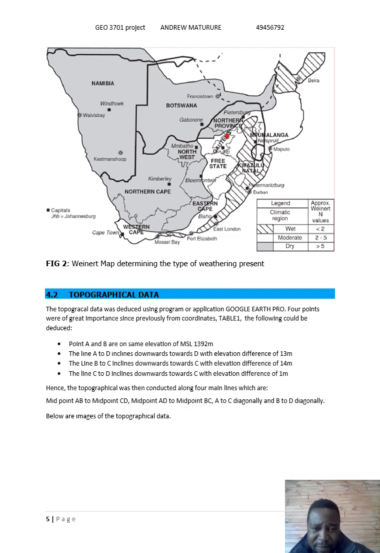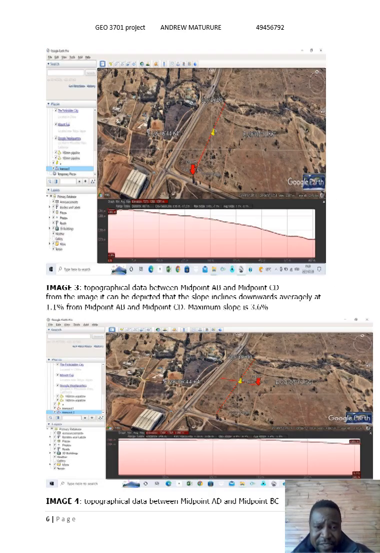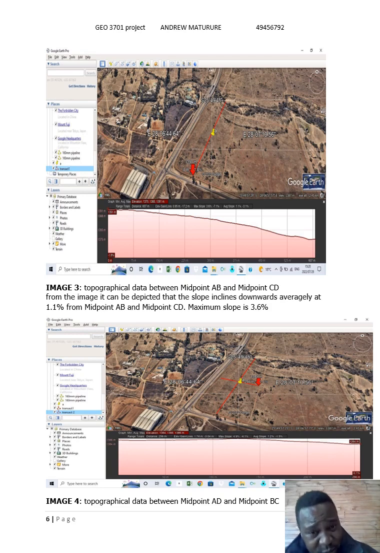Topographical data, which is item number 4. Topographical data just shows us the profiling of the land that is there. On the following images, I think I have managed to detail it. So this was point A, this was point B. Now I decided to take profiling between the midpoint of line AB to the midpoint of CD, which is that one. So we can see the ground is inclining downwards towards the line CD.